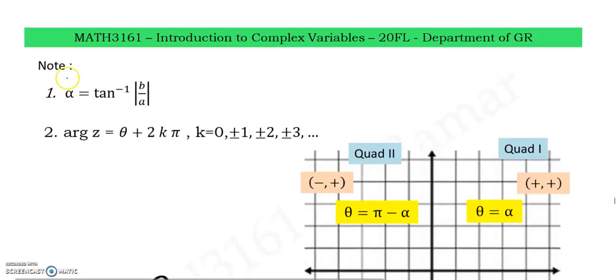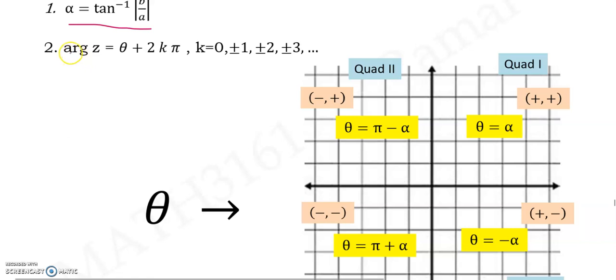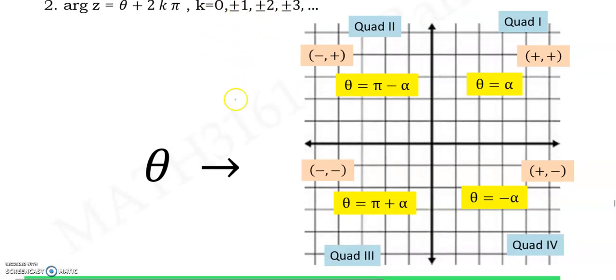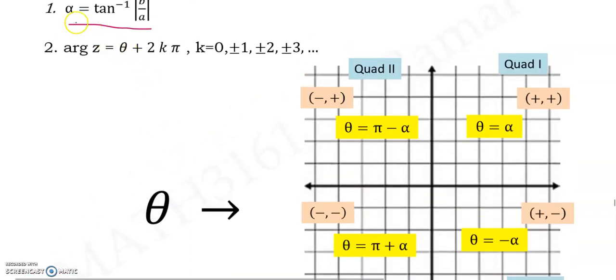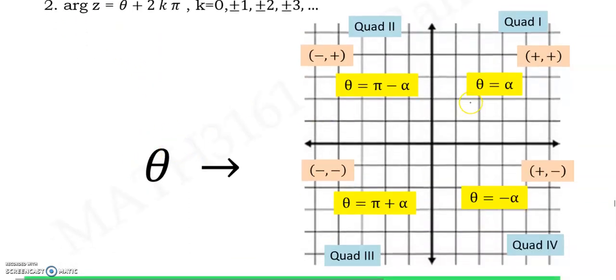Now see in this note, what is alpha? Alpha is equal to tan inverse of modulus of b over a. This is nothing but argument of z is equal to theta plus 2k pi, k is equal to set of all integers. Now here, how to find theta from alpha? Suppose one complex number is given in the question, and we have to write the polar form of the complex number, we have to find the modulus value, that is r, and we have to find theta. Before that we have to find alpha, next we have to find theta.